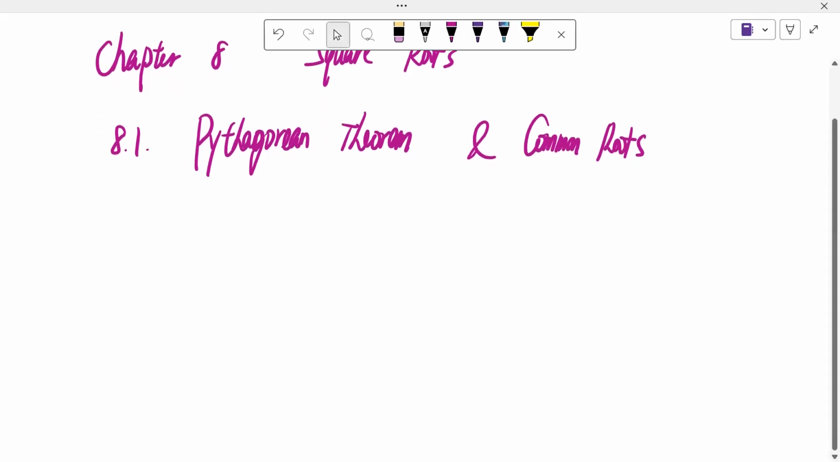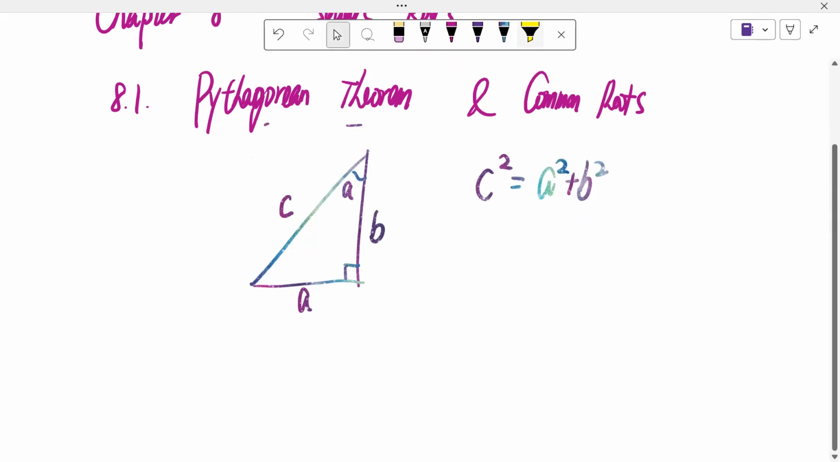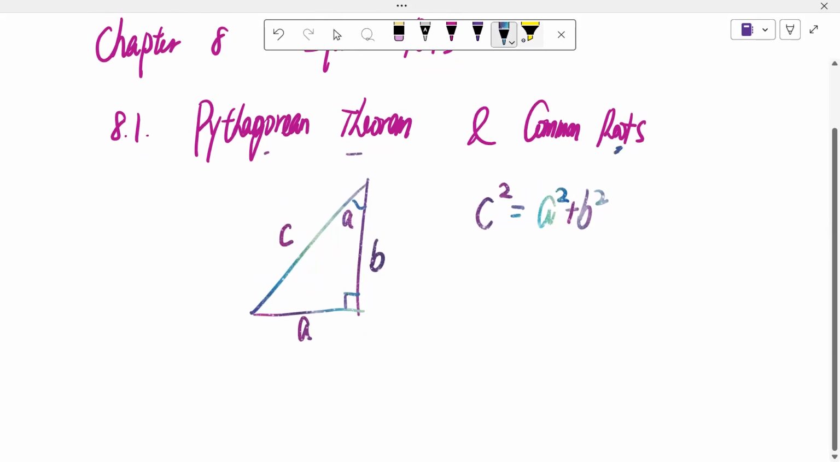Let's start with the Pythagorean theorem. So basically you have a right triangle here. Let's say this is the angle alpha, and this is A, this is B, this is C, right? And there's a relationship: C squared equals A squared plus B squared. And this is basically the Pythagorean theorem. And then the square root originated from this Pythagorean theorem.